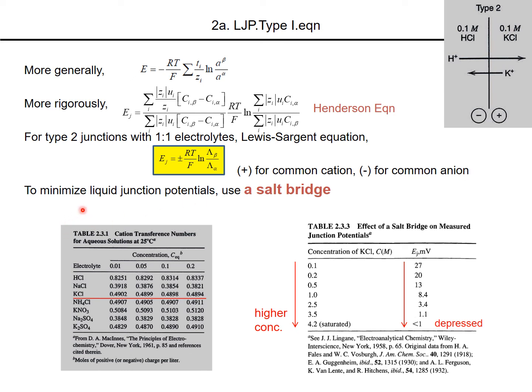To minimize the liquid junction potential, which I have said should be considered as a loss of potential, we should minimize this junction potential. To minimize liquid junction potentials, we use a salt bridge. And in the salt bridge, we usually use KCl because there is no difference of mobility between K plus and Cl minus. Therefore, the liquid junction potential could be minimized.